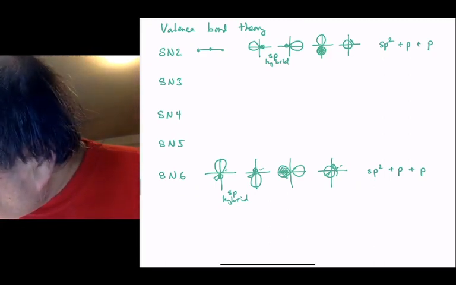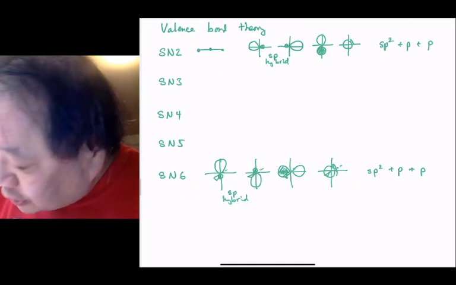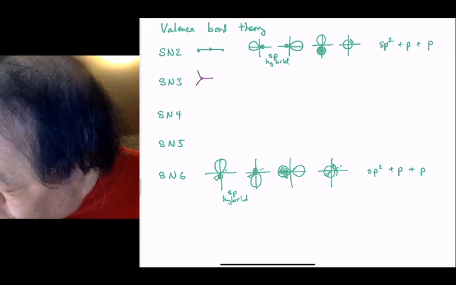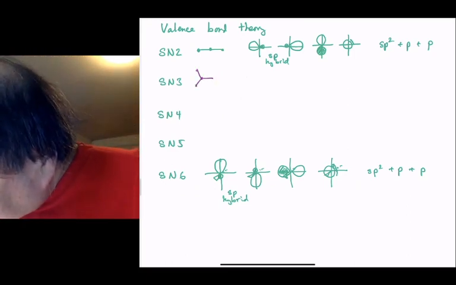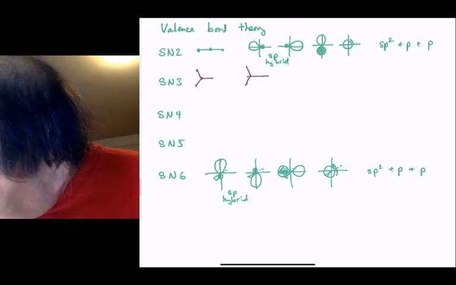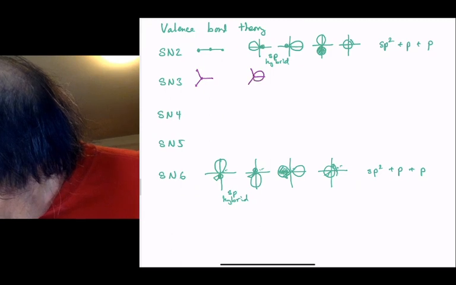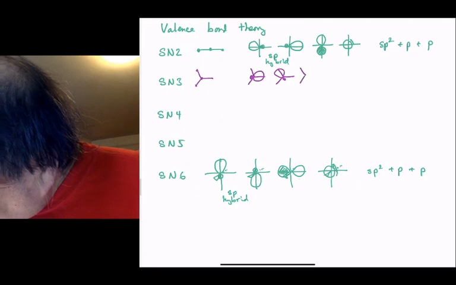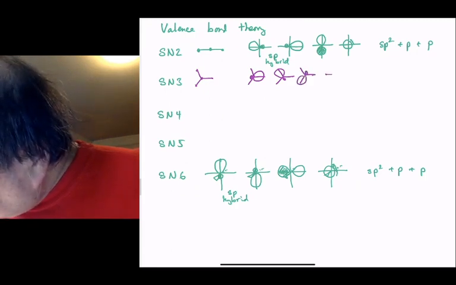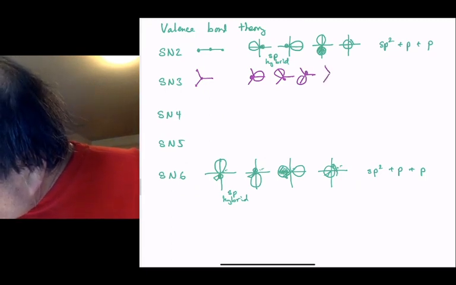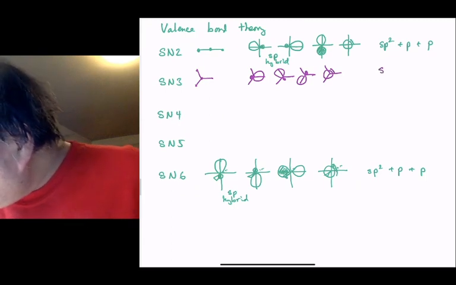Let's move to a new picture, a new color. Let's do this in purple. Steric number 3, which is shown here. So we saw that the sp2 hybrids are one in this direction, one in this direction, and one in this direction. Put in chat what the remaining direction is. The answer is the p orbital coming straight out. That's sp2 plus p.